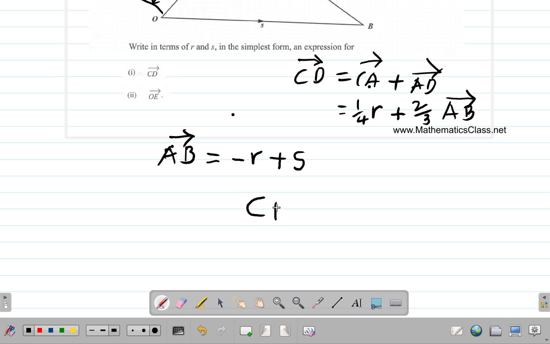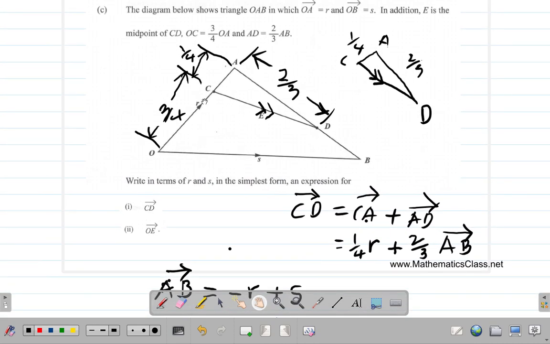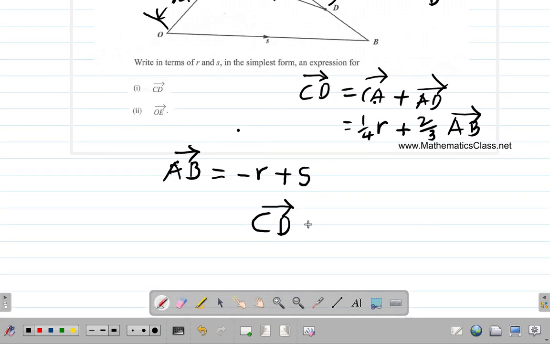So, CD, the vector CD equals CA, which is a quarter of R. So you have a quarter R plus 2/3 of AB. But AB is negative R plus S. So you rewrite AB as negative R plus S. You see that?